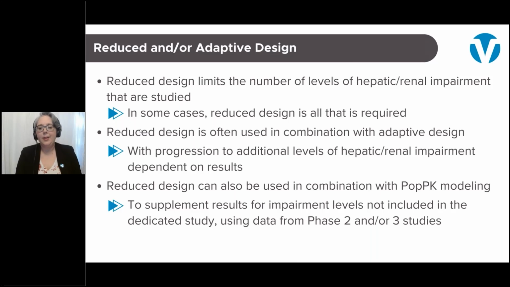You've already heard about reduced design, and in some cases, this is all that's needed. For example, for a drug with limited hepatic impairment effect, a reduced study design, just taking moderate hepatic impairment compared to normal function, may be sufficient. Or for a drug eliminated hepatically, a study in severe renal impairment compared to normal function may be sufficient. Additionally, reduced design is often used in combination with adaptive design or POP-PK modeling, and I'll get into a couple of these examples in the upcoming slides.